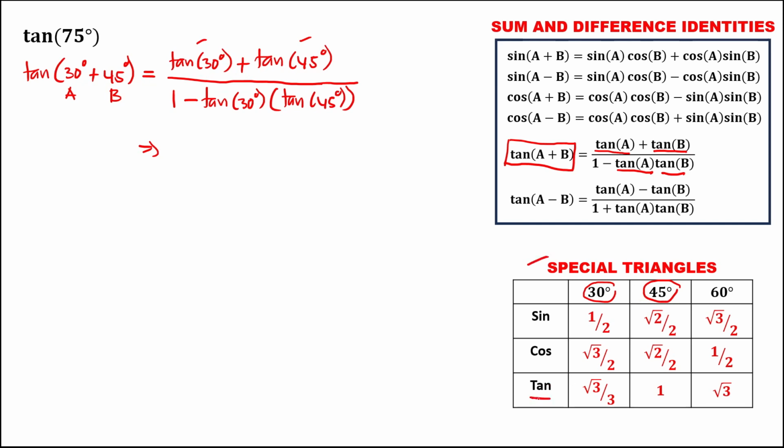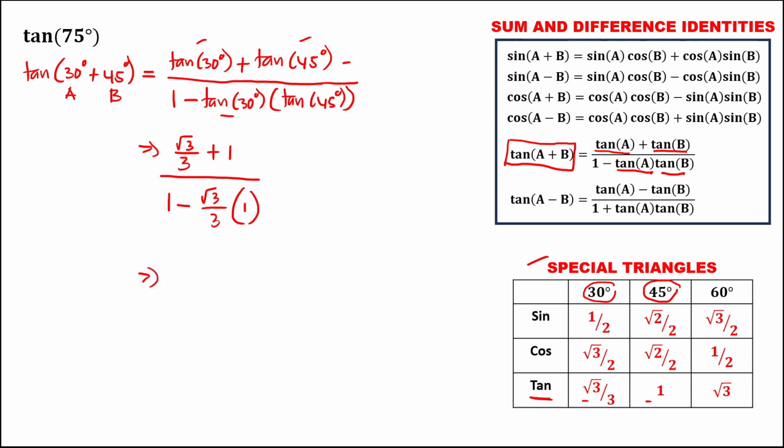So tangent 30 degrees is square root of 3 over 3, plus tangent 45 degrees, which is 1, then over, bring down 1, minus tangent 30 degrees, which is square root of 3 over 3, times tangent 45 degrees, which is 1.